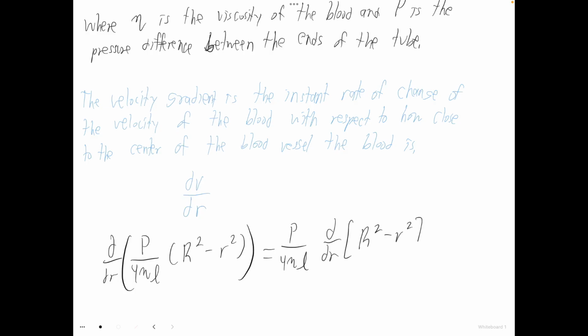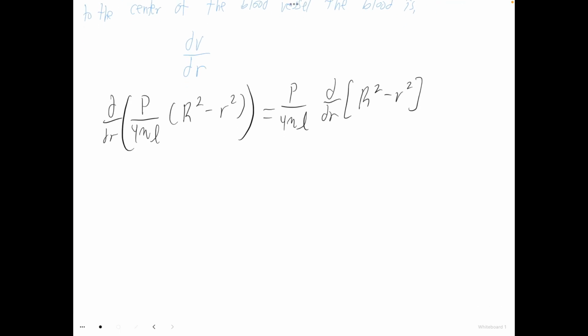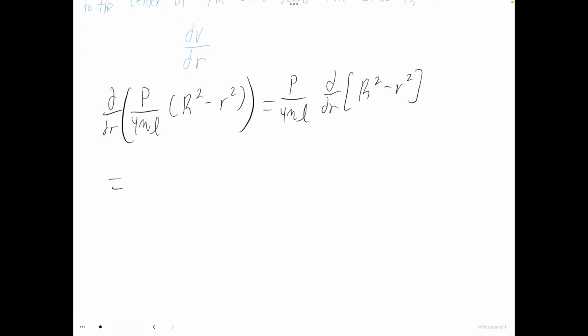So we really just have the derivative of capital R squared minus little r squared. But capital R is a constant with respect to little r. So we have P divided by 4 eta L times the derivative. The derivative of capital R squared is 0, as that is a constant. It's not changing. Minus the derivative of little r squared is 2r, because that is changing. So doing this, we get negative r times P divided by 2 eta L. And so this is a formula that tells us the rate of change of how fast the blood is moving as we move further away from the center of the blood vessel.